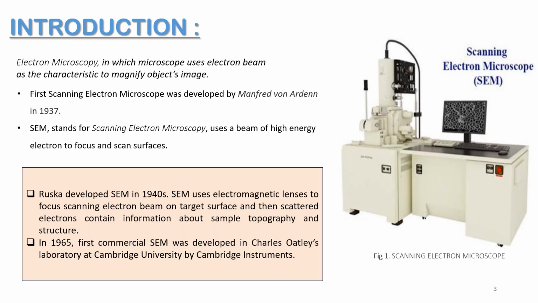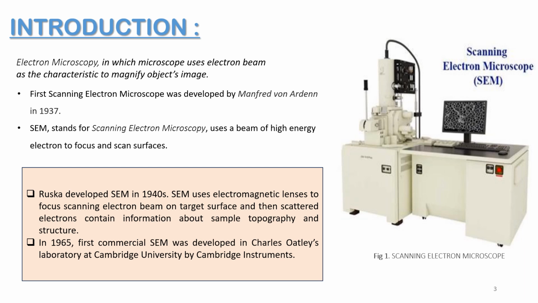So to begin with, what is electron microscopy? Electron microscopy is just like optical microscopy, but the difference is that in electron microscopy, we use electrons instead of photons to image the sample and gather the topographical information. In electron microscopy, the microscope uses a high energy electron beam to magnify the image of the object. SEM, which stands for scanning electron microscopy, uses a beam of high energy electrons to focus and scan the surface of the sample. The electrons interact with the sample and produce an image by scanning the sample surface with the focused electron beam.